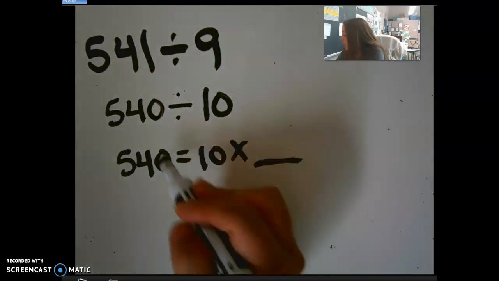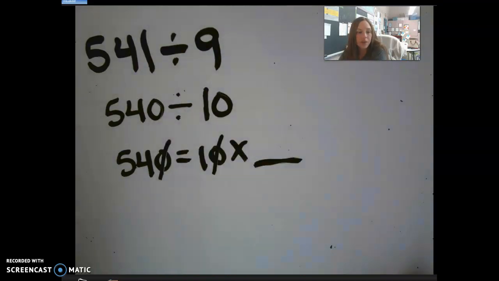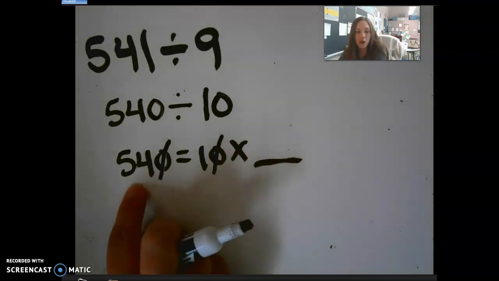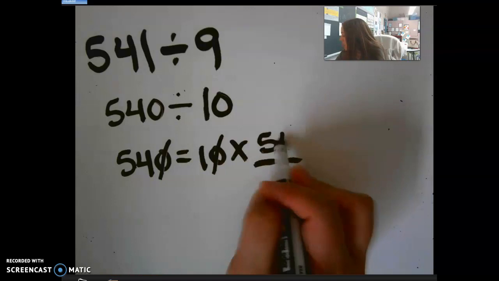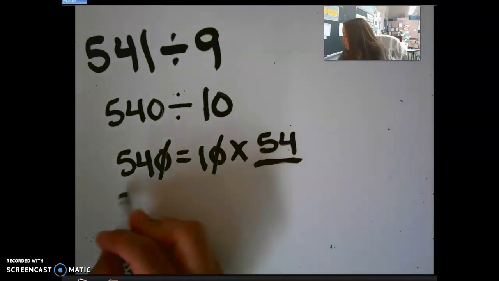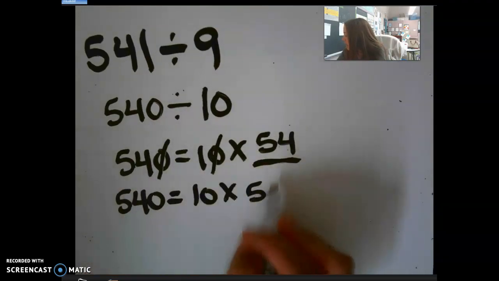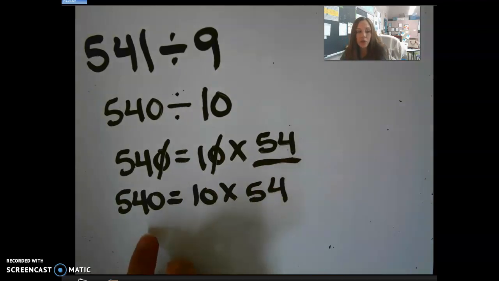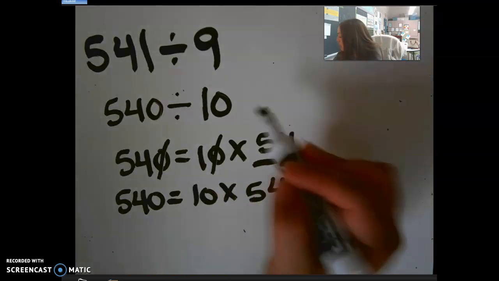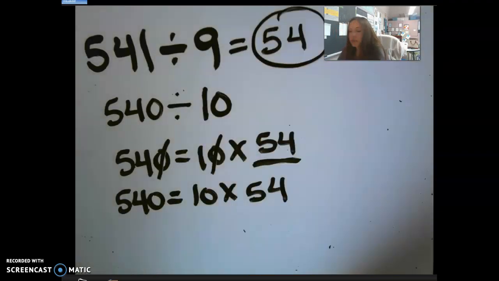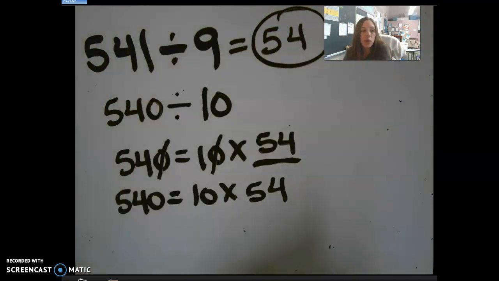Well, my zeros are already equal. So now I just need to look. What times 1 is 54? Well, of course, 54 times 1 is 54. So we can confidently say that 54 times 10 is 540. Or that our estimated answer, or quotient, is 54. So when we do solve 541 divided by 9, our answer should be very close to 54.